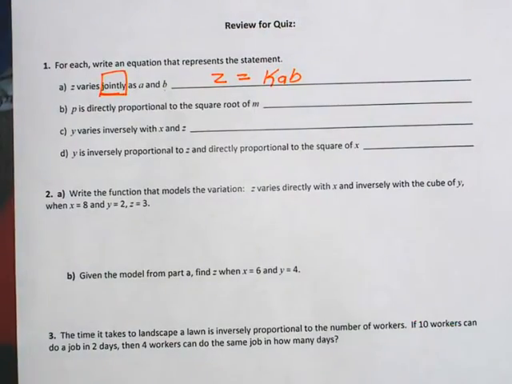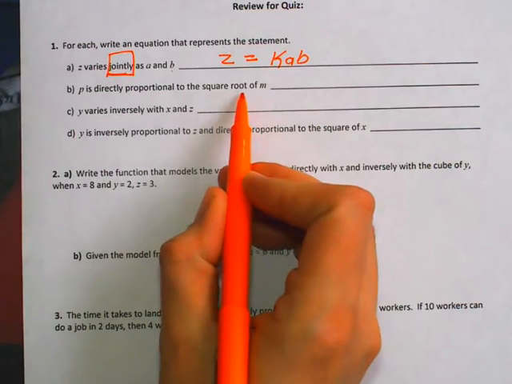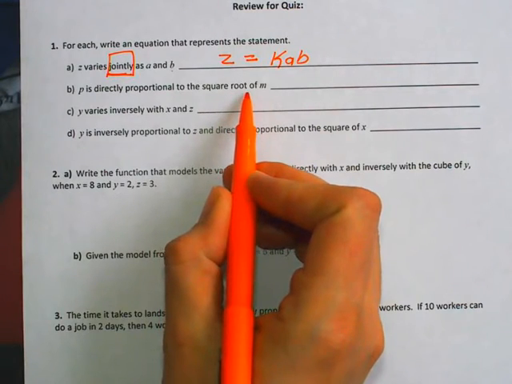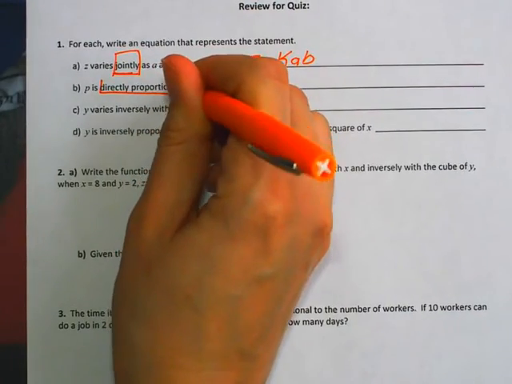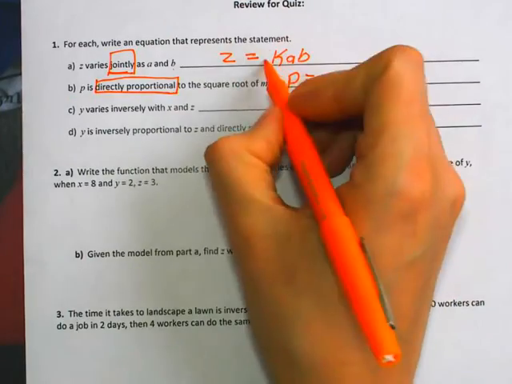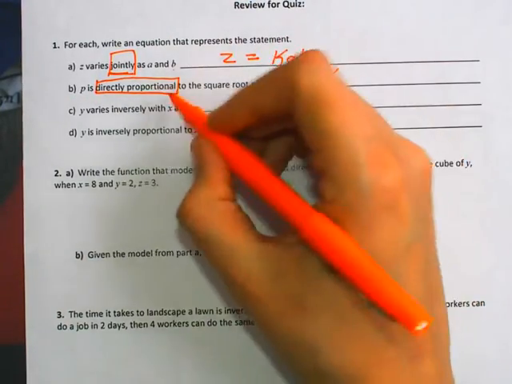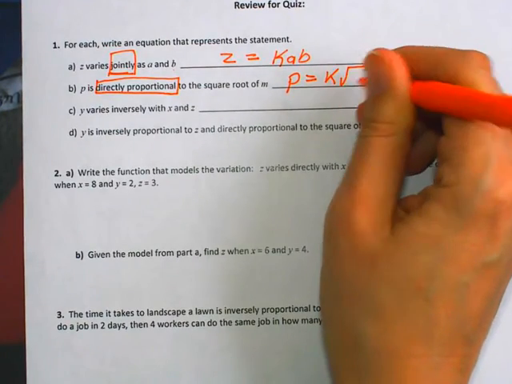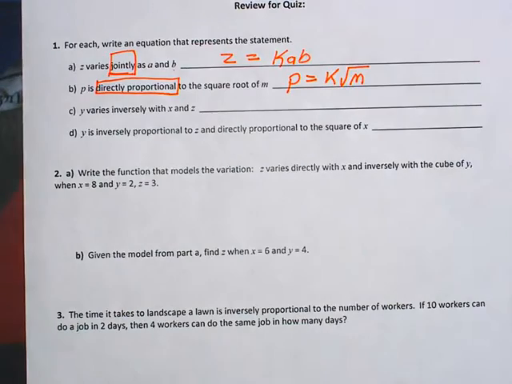Next one says P is directly proportional to the square root of M. Okay, so directly proportional. So P equals, remember we always need our constant, which is K. So directly proportional is going to be multiplication, the square root of M. Okay, let's look at the next one.